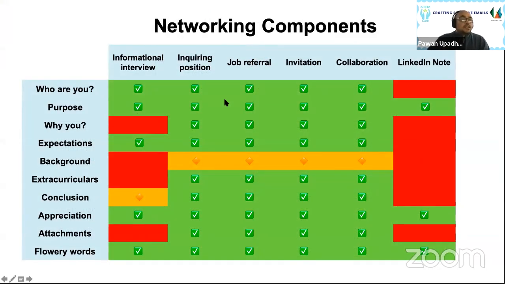So let's move on to the summary and the common points and differences between different types of communication. As we have been discussing, on the columns you have different types of request, and on the rows you have who you are. This is very important in all of them except LinkedIn notes, where you're not going to describe who you are in detail because it will take all of your words. Purpose is very important across all of them, and why you is important in all but the informational interview and notes, because you're not asking much. But in the others, it's very important to explain why I should give you a job, invitation, collaboration, or position inquiry.